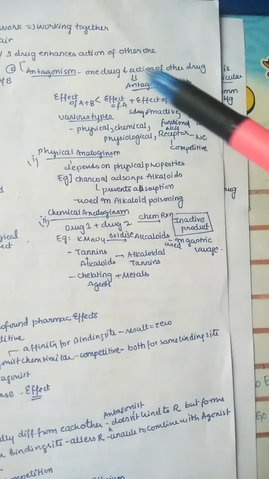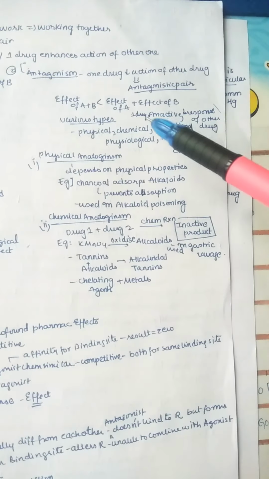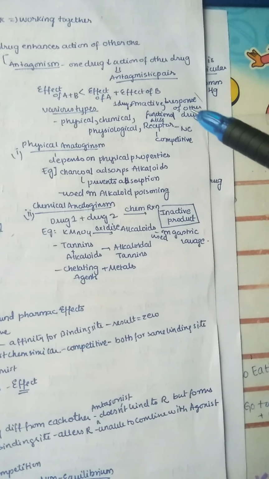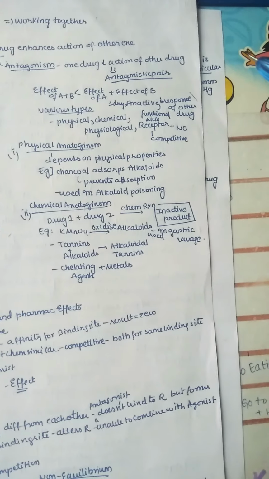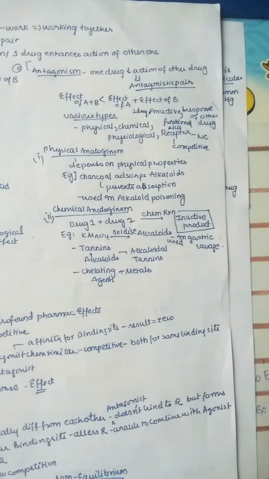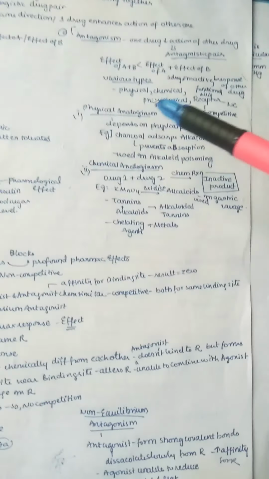One more thing about the antagonistic pair: one drug is inactive, and there is less response from the other drug, because one drug is active and one drug is inactive. Next, coming to antagonism, as I said, there are different types.